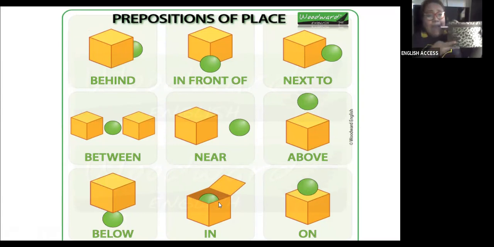Here, I have my bag. This is my bag, my makeup bag. My shadows are in my makeup bag. Okay, now on, the ball is on the box. My mouse is on my hand. On my hand, okay? So these prepositions are gonna be really useful for you, okay?